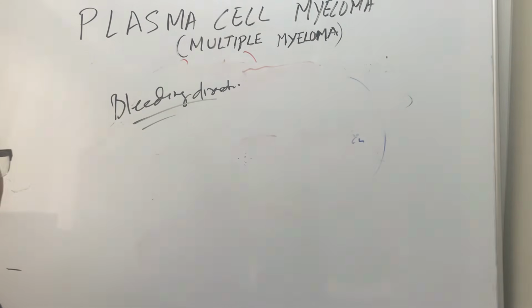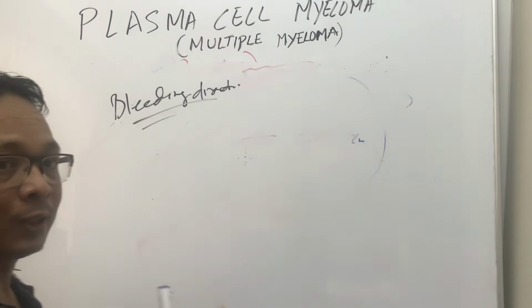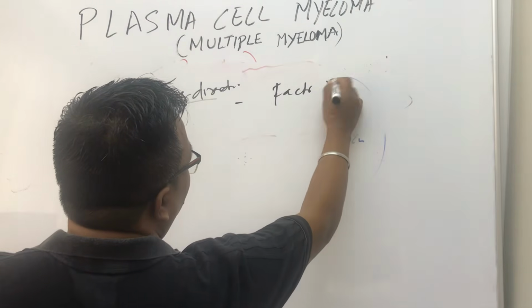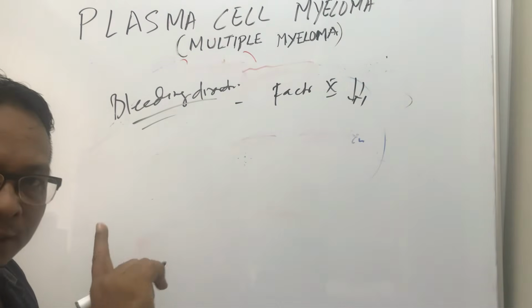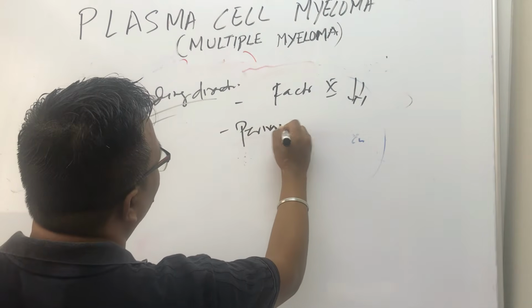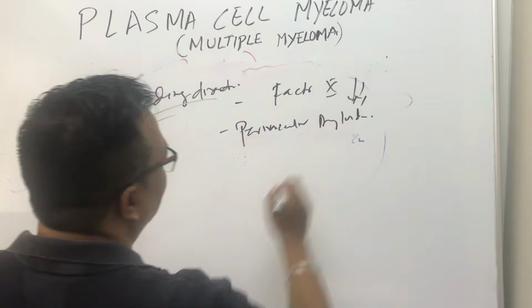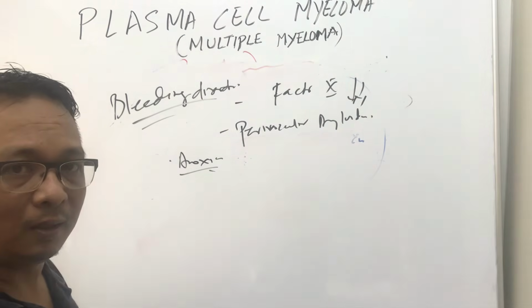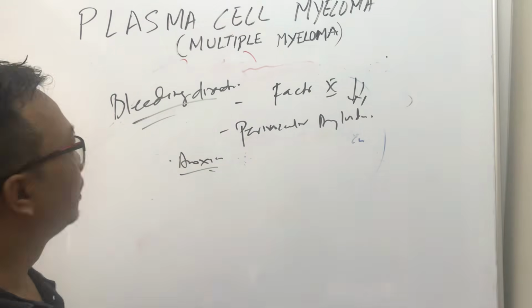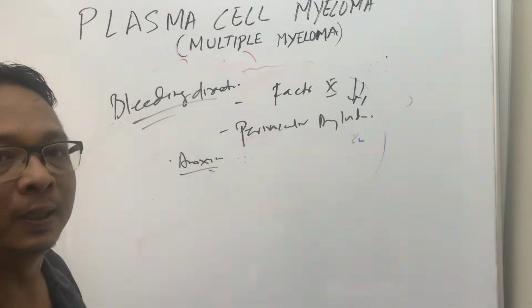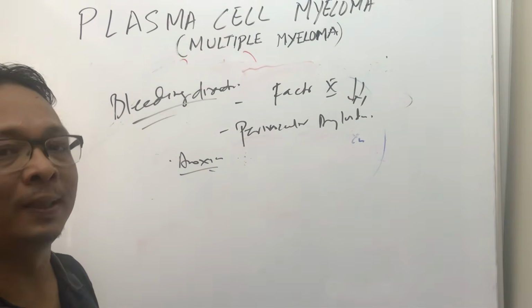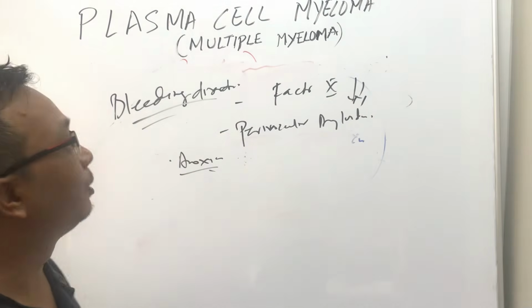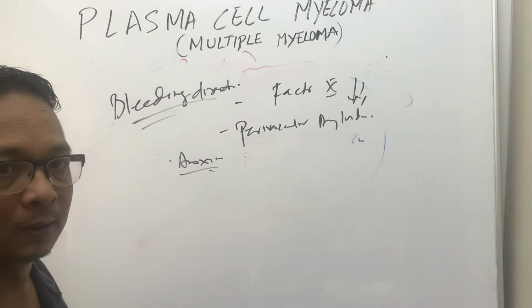Then how come there is a bleeding disorder? Bleeding disorder is because there is associated acquired coagulopathy. There is factor 10 which can go down. There is perivascular amyloidosis, which can be formed. There can be anoxia, and coagulopathy can develop. Because of these factors there can be bleeding disorders, but it is not because of low platelet count, which you must remember. The bleeding disorders found in plasma cell myeloma or multiple myeloma are not because of low platelet count.